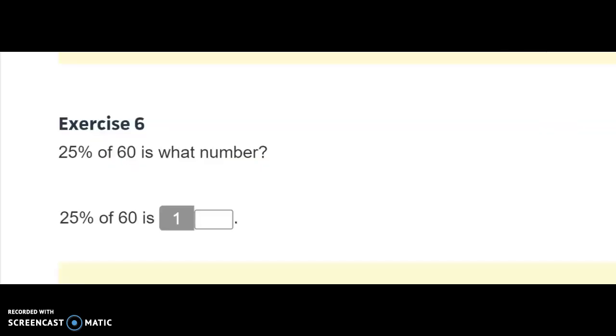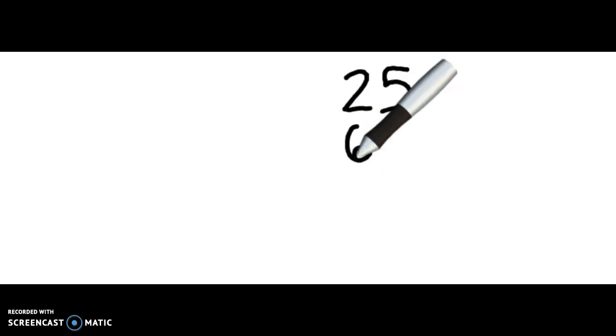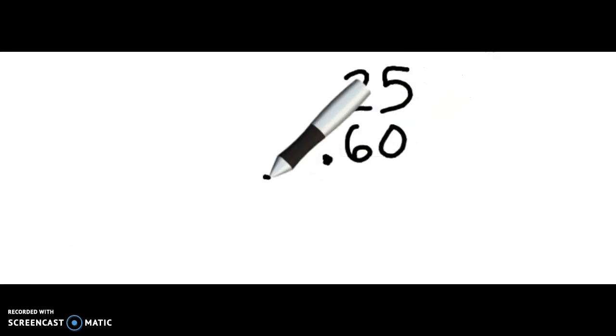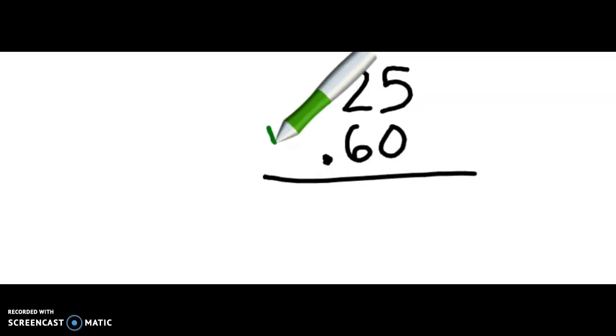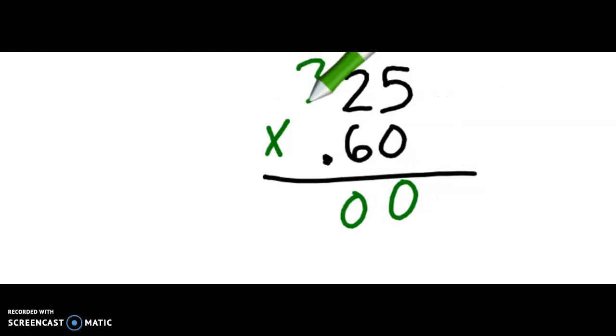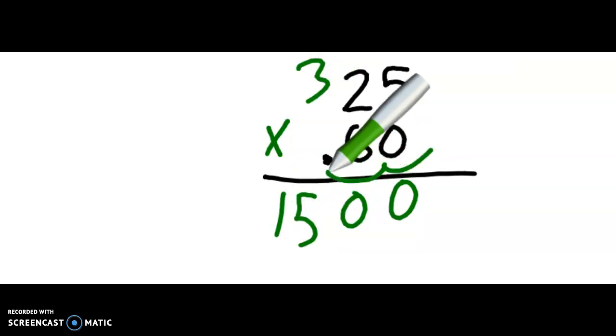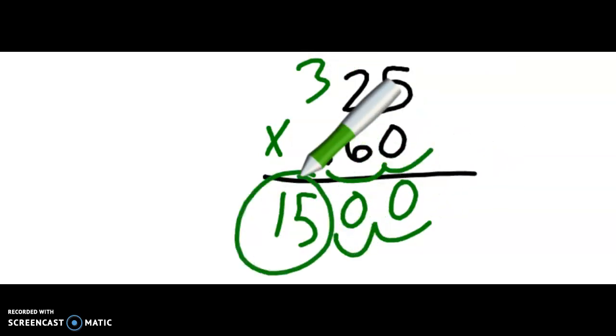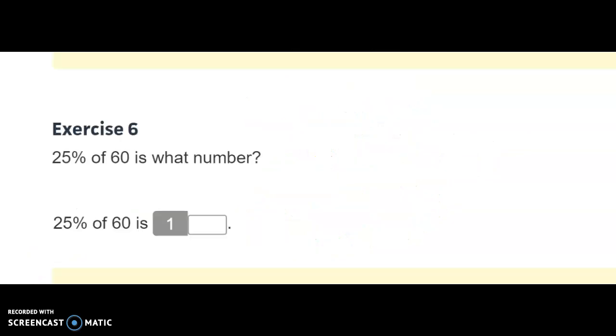25% of 60 is what number? 25% of 60. Now remember, we're using our decimal point, so we'll have to take it back out later. So now we have 0, 6 times 5 is 30, 6 times 2 is 12, plus 3 is 15, and we move our decimal place over 2 times, and so it's 15. 25% of 60 is 15.